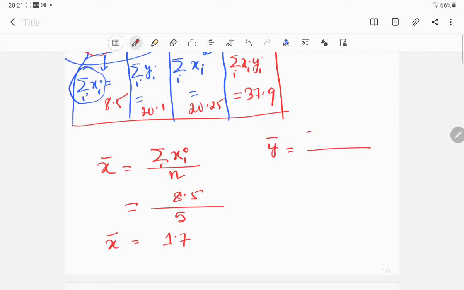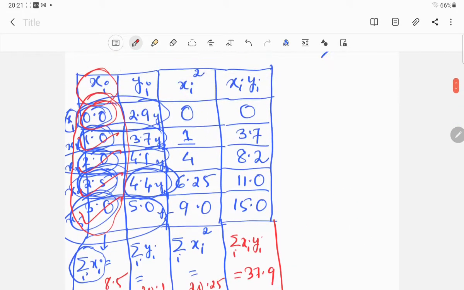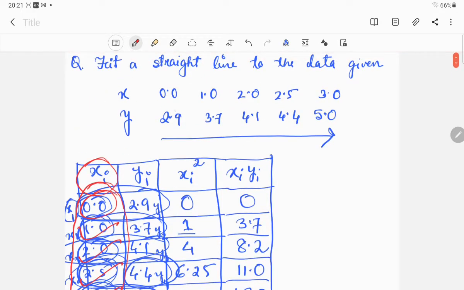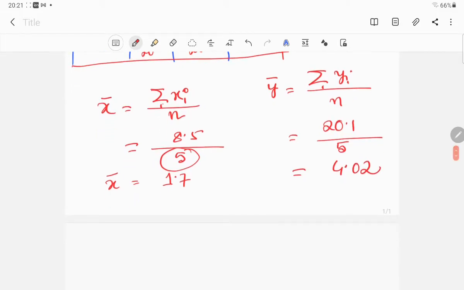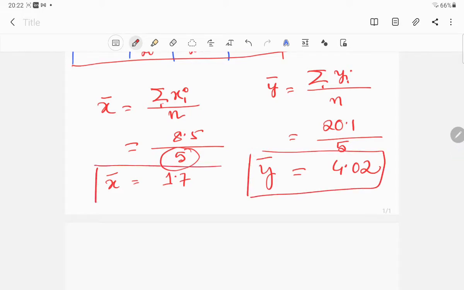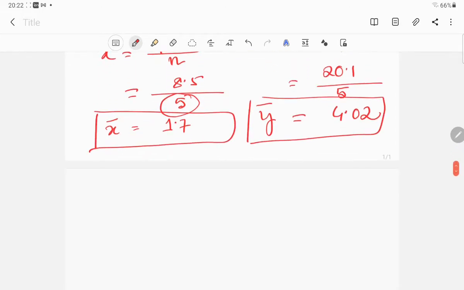Similarly, y bar is summation yi by n. Why n equal to 5? Because we have 5 elements here. You see, 1, 2, 3, 4, 5. So that's why n equals 5 here. Similarly, summation is 20.1 divided by 5, that comes out around 4.02. Okay, so we have got y bar equal to 4.02, x bar equal to 1.7.